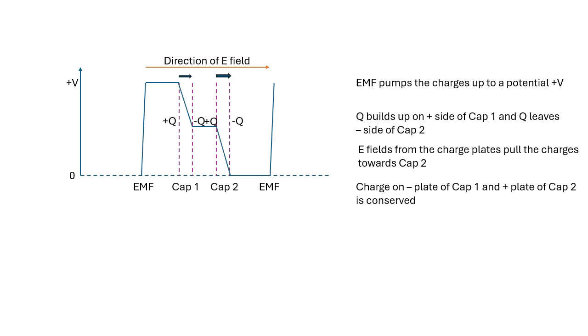So the potential differences now across capacitor 1 and capacitor 2 appear, but they are smaller than the potential difference that appeared when we had just a single capacitor.